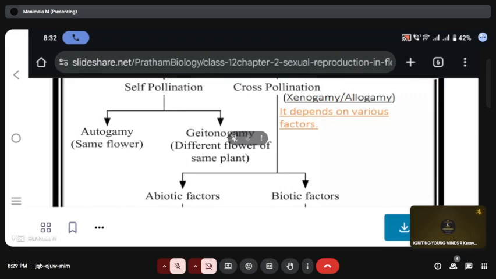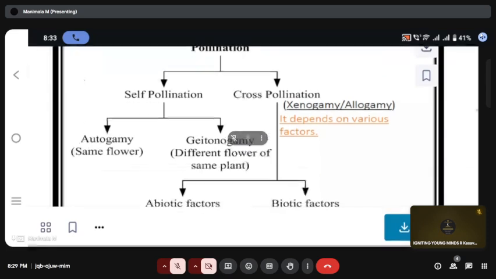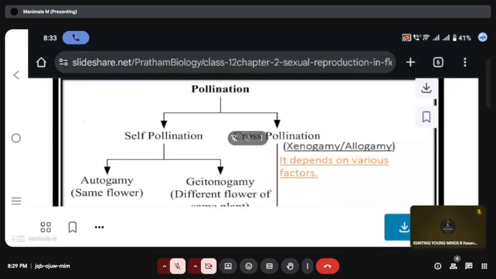First we'll go with self pollination and then cross pollination. First, self pollination: we know it is the transfer of pollen grains of the same flower. It is called autogamy or self pollination. Self pollination generally takes place in a bisexual flower only.